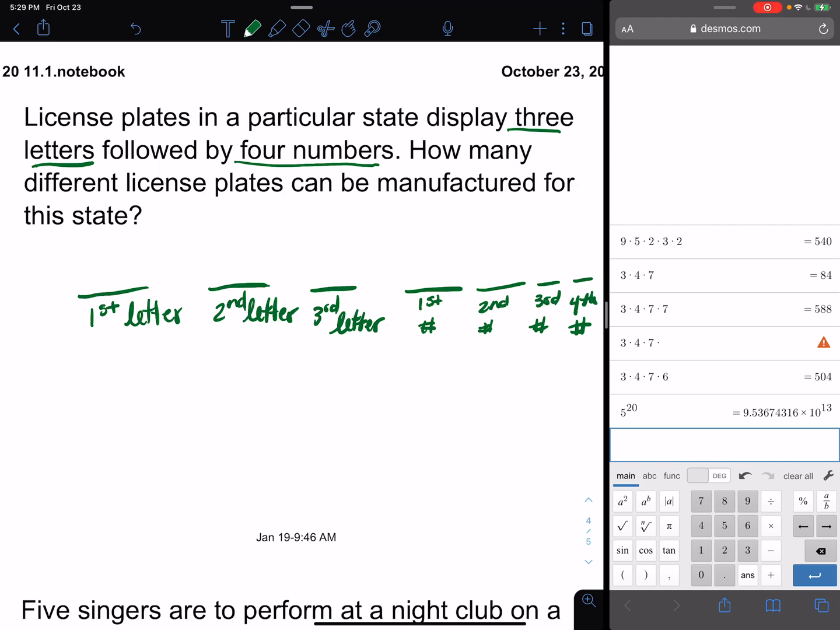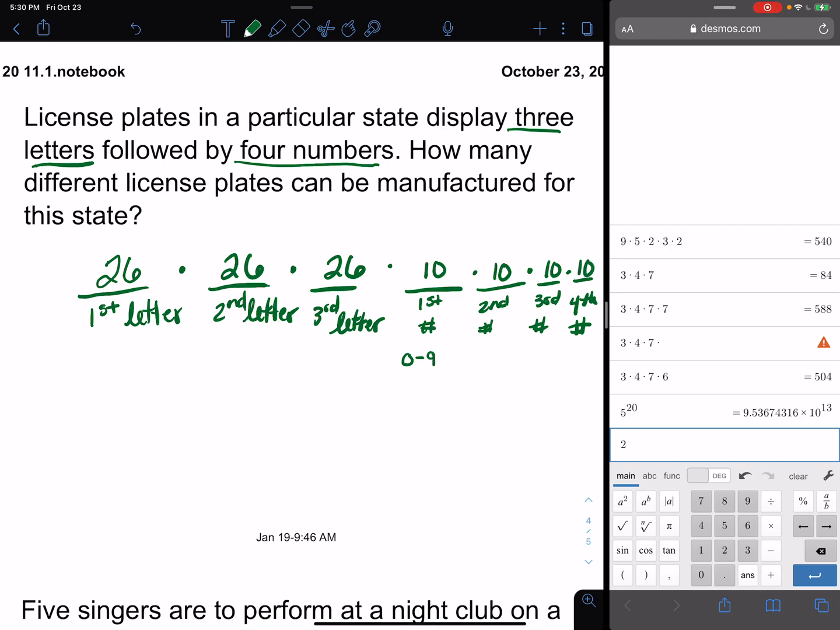So if we think about the letters in our English language, there's 26 letters. So there's 26 different options that the first letter could be. They don't tell us anything about repeats, so we're going to assume that repeats are okay. So the second letter could also be 26, and so could the third letter. Now, if we're thinking about the numbers, we're thinking about the numbers 0 through 9. So including 0 and including 9, there's actually 10 different digits that there could be. There's 10 different digits that the second number could be, and 10 digits that the third number could be, and 10 digits that the fourth number could be.